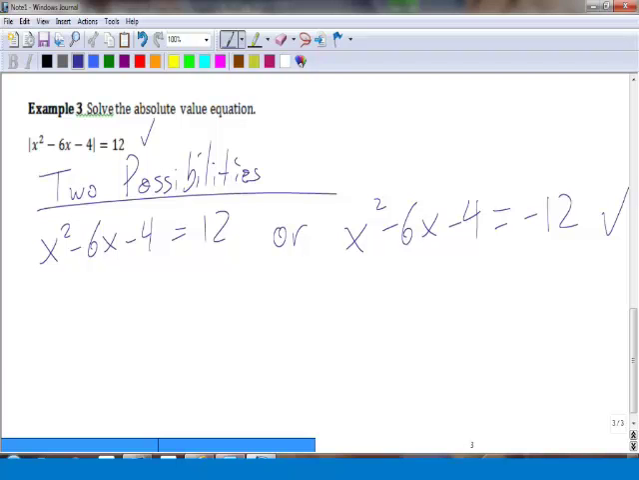So be sure to include the or. The expression could equal the negative of that. So here goes. We can do this. It should be easy for this to point out. X squared minus 6x minus 16 equals 0.